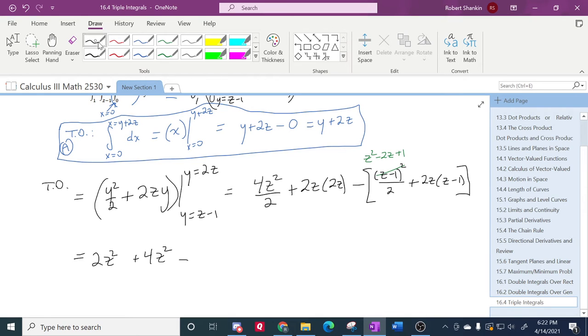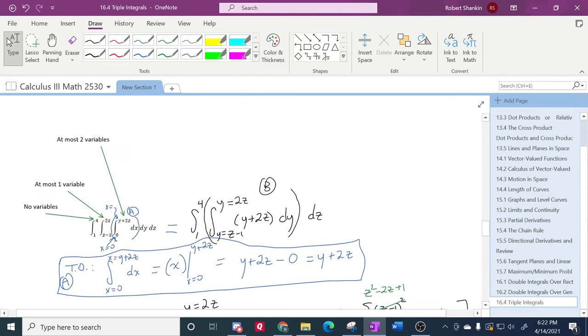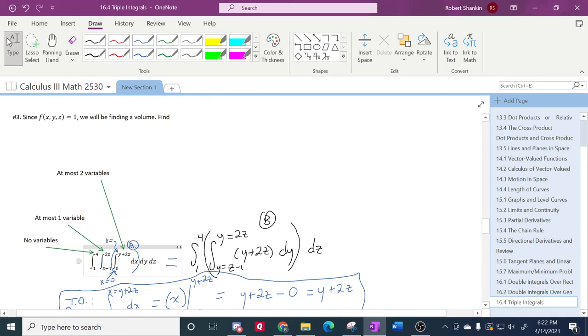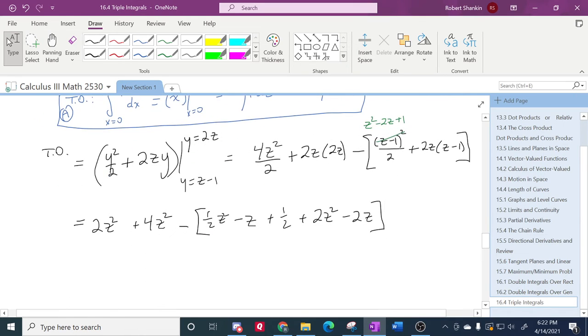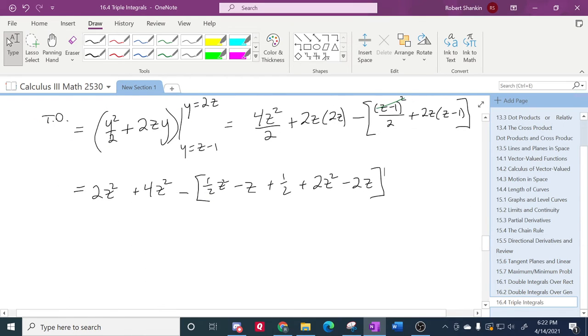So let's keep this in brackets for a minute. I'm going to get 1/2 z squared. The 2's will cancel out here. Minus z plus 1/2, plus 2z squared, when I distribute this, minus 2z. So this one, I set it up to be not too difficult of a problem. Like f of x, y, z was 1, and I'm just substituting these values in. But look how complex it gets. These can be long problems.